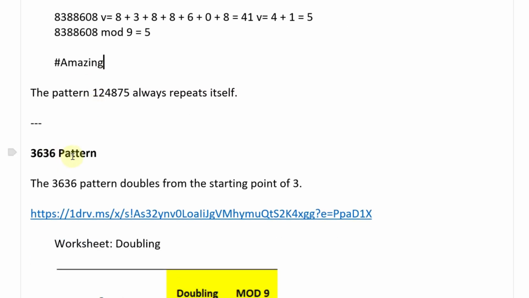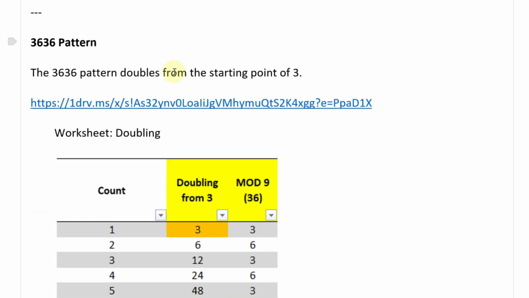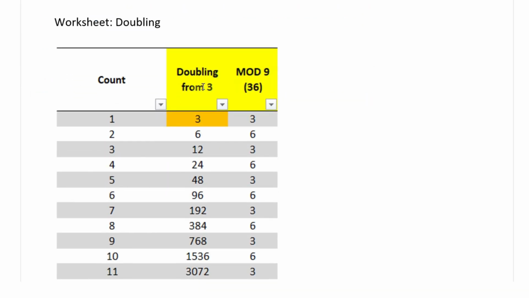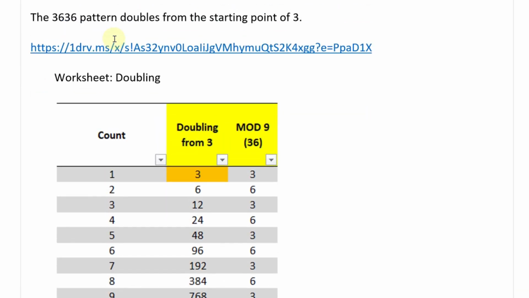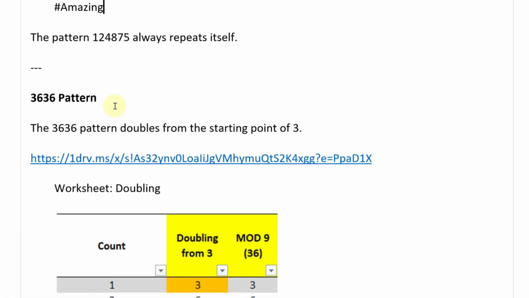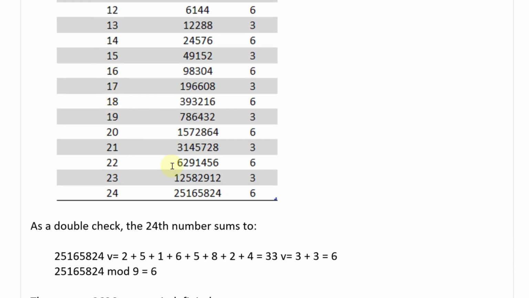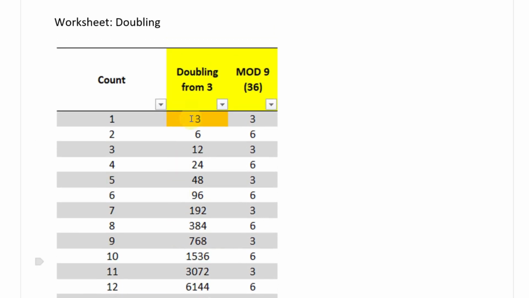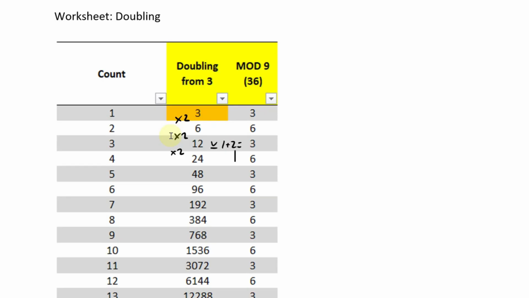So now let's look at the 3636 pattern. So the 36 pattern, or 3636 non-stop pattern, doubles from the starting point of 3. So we have doubling from 3. Here's the same Excel sheet and doubling worksheet. So we have 1. So doubling 1 again is the same count all the way to 24 numbers, and then we have 3 doubles to 6, and then 6 doubles to 12. And then 12 doubles to 24, and so on. And then you take the vortex sum, or the mod 9, v equals 1 plus 2 equals 3, and so on. And it keeps going on non-stop.